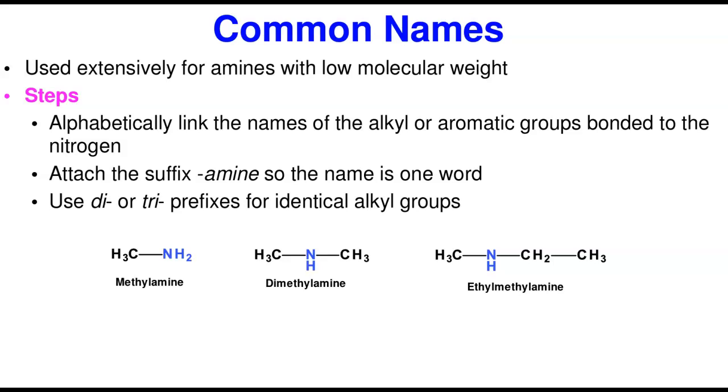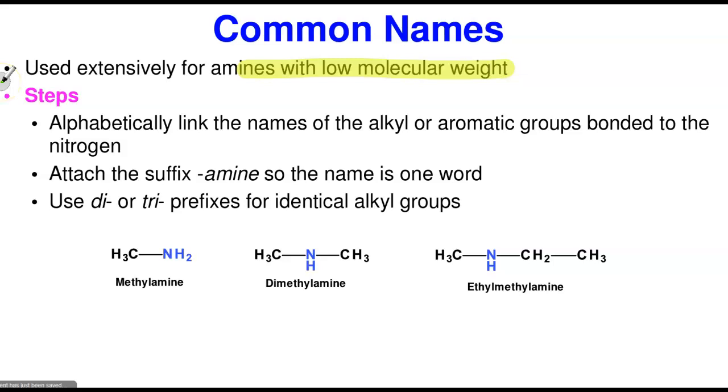We're going to look at the common names, and then the IUPAC nomenclature. The common names are used extensively for amines with low molecular weights, just amines that have groups like ethyl and methyl that are easy to name. That's what we mainly use them for.